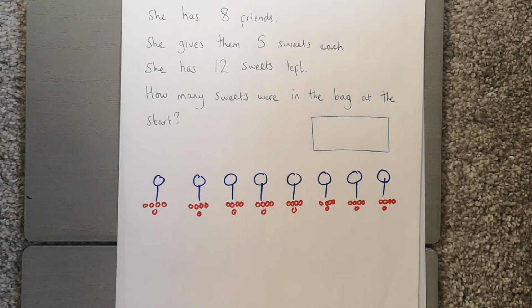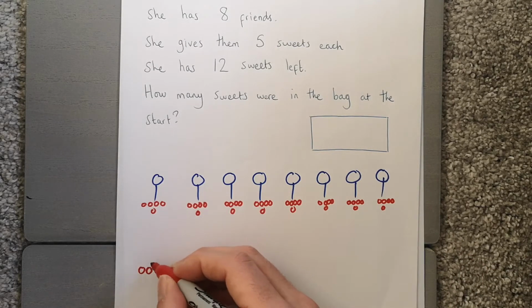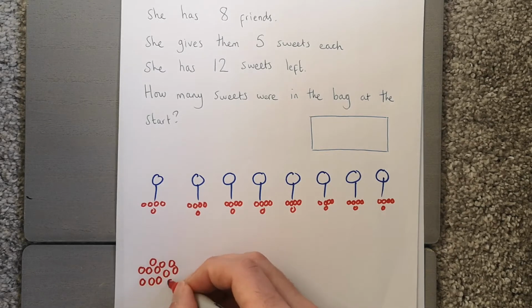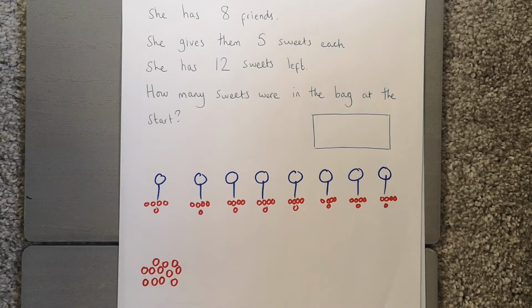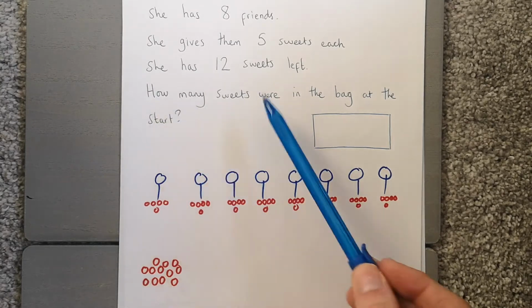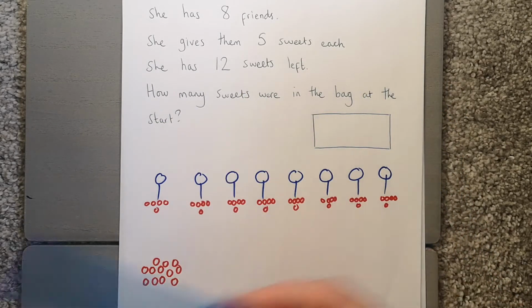But she said she's got 12 left over. So this is the 12. 1, 2, 3, 4, 5, 6, 7, 8, 9, 10, 11, 12. That's the 12 sweets that are left. Now what we want to know is how many sweets were in the bag at the start, before she started giving them out.